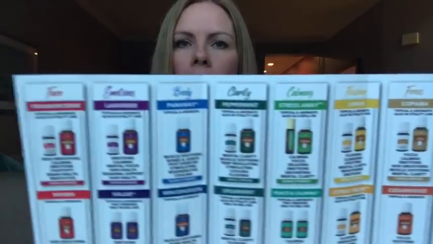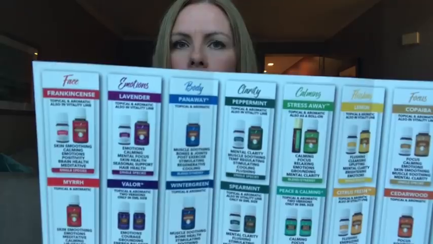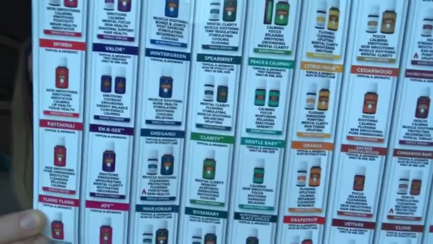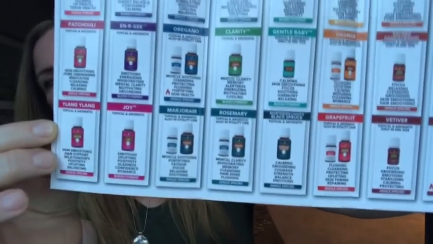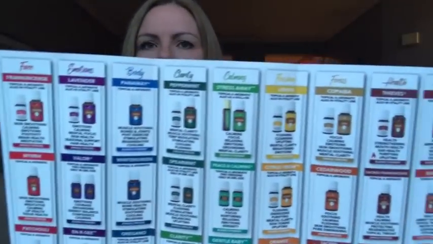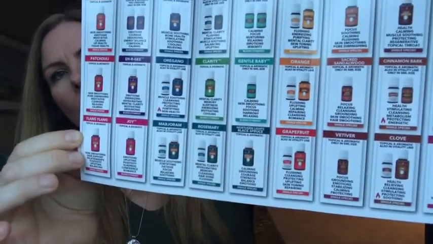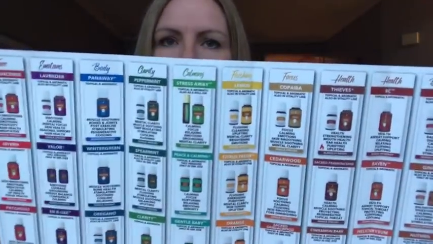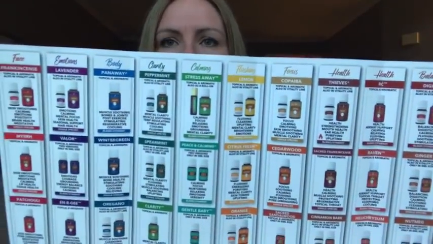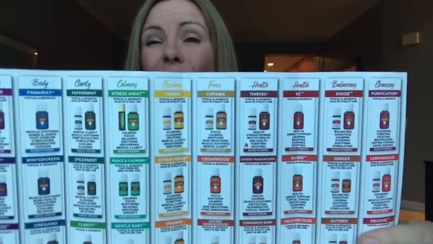If you see here, you've got head of the class on face, frankincense. It's a face grouping, and then it goes down to the different oils like myrrh, patchouli, and ylang ylang, right? And then the head of the class for lavender, Valor, Energy, Joy. These are helping you understand these groupings, and that is emotions or body, clarity, cleansing, fitness, focus. There are 2 health ones because we've got 2 health.